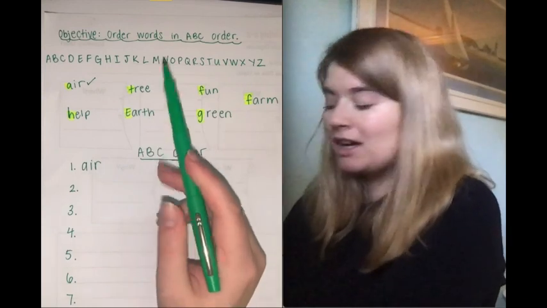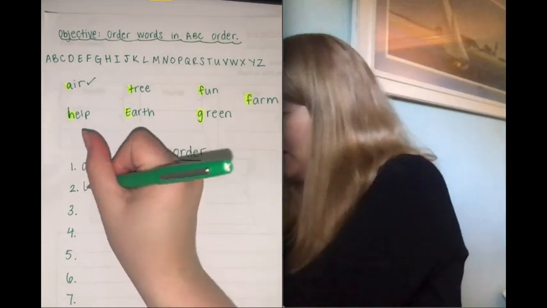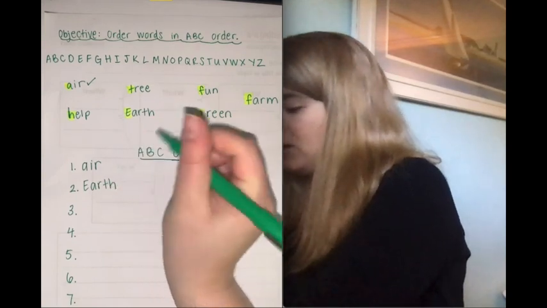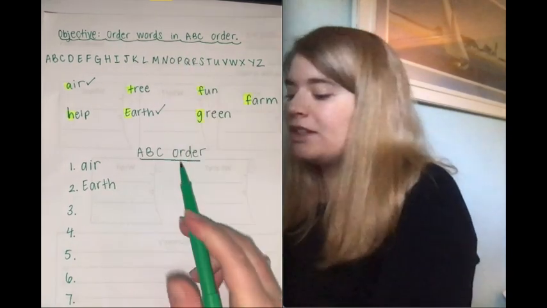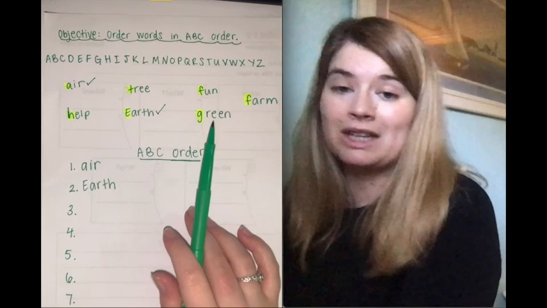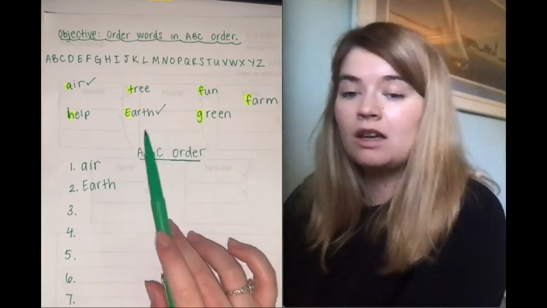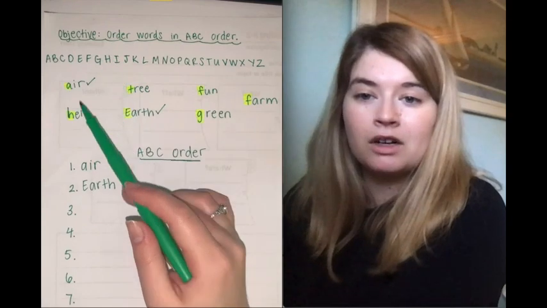Oh, yes. Earth. E-A-R-T-H. Put a little check. There is no other word in here that begins with an E. Okay, so I know that earth goes there. So E, let's see, do we have any F?